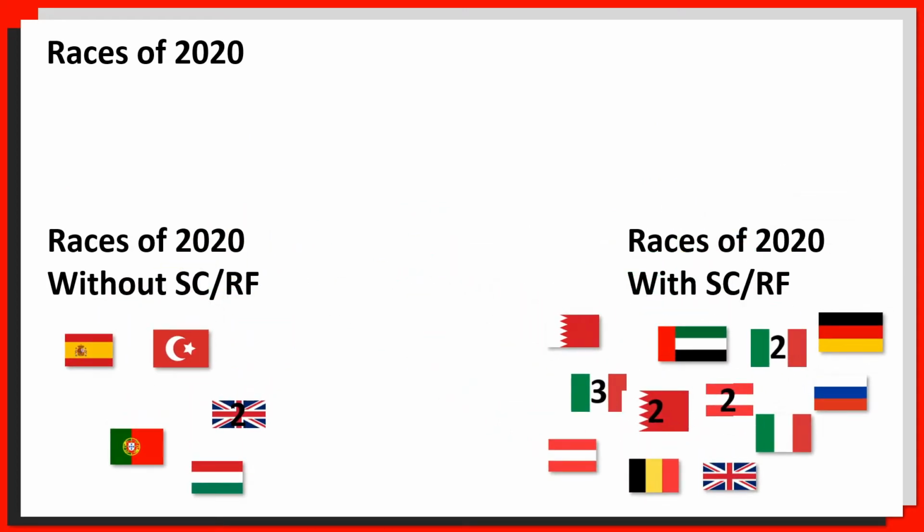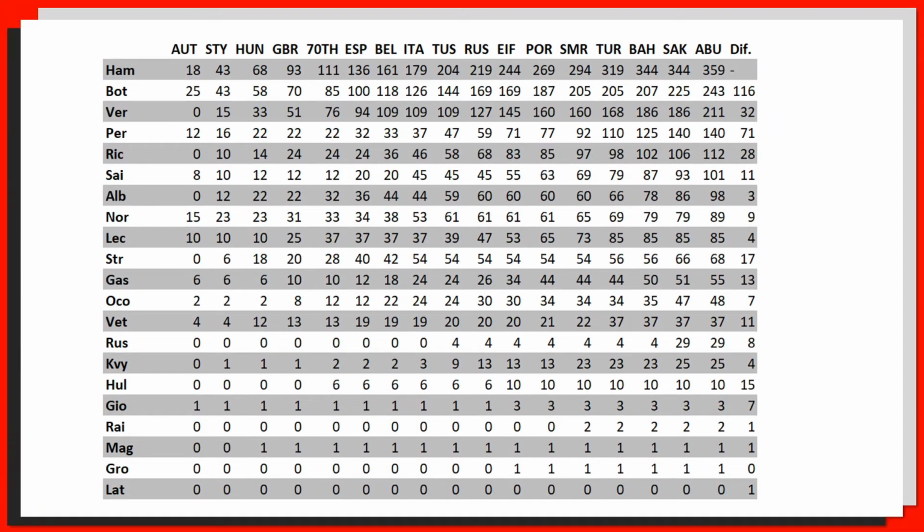There were 5 races this year where there was no safety car or red flag, which means there were 12 in which there were. And then applying this whole aggregate idea to the 2020 season, I end up with a championship result that looks like this. Lewis Hamilton absolutely destroys Valtteri Bottas, 116 points clear. There is then Verstappen in P3, 32 points back from Bottas, then Perez P4, Ricciardo P5, Sainz P6, then Albon P7, then Norris, Leclerc, Stroll, Gasly, Ocon, Vettel, Russell actually pops up quite high up, then Kvyat, Hülkenberg, Giovinazzi, Raikkonen, Magnussen, Grosjean, Latifi, and then also Fittipaldi and Aitken, who did not score.